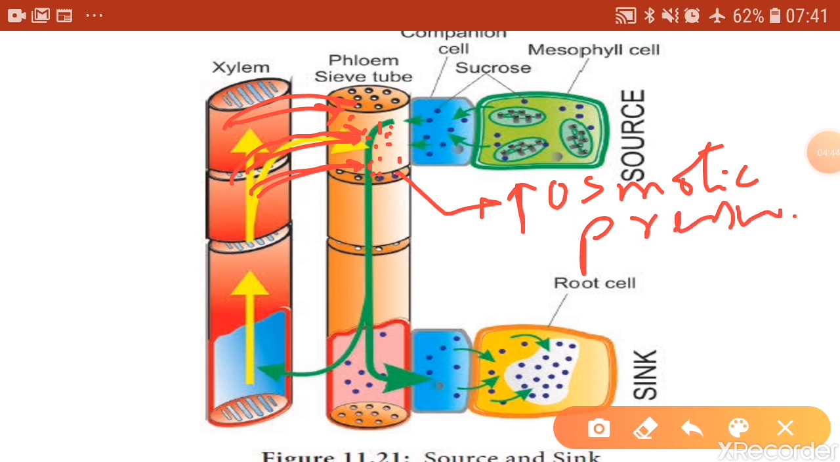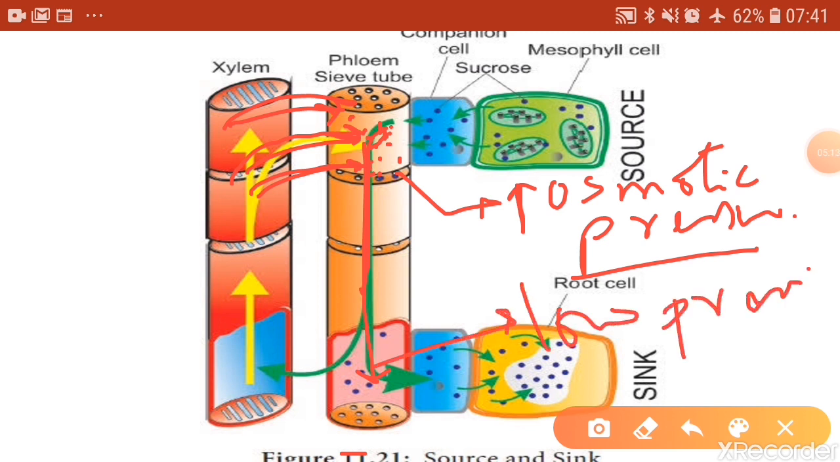Okay, and as the pressure in the sieve tubes increases, now the sap which is present in the sieve tubes with dissolved substances like the organic solutes, food and other things, will move from the region of higher osmotic pressure in the source region to the region of low osmotic pressure or low pressure, and this low pressure is maintained in the sink region. How is low pressure maintained?